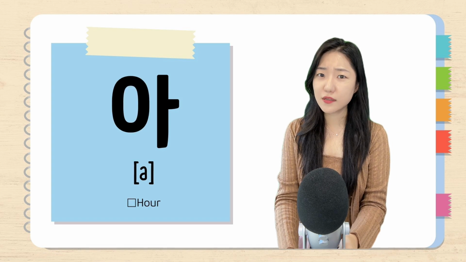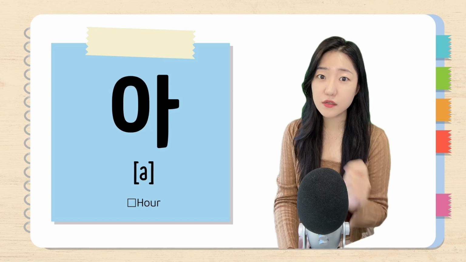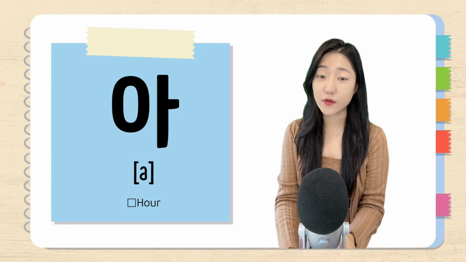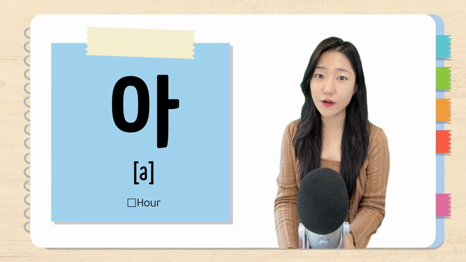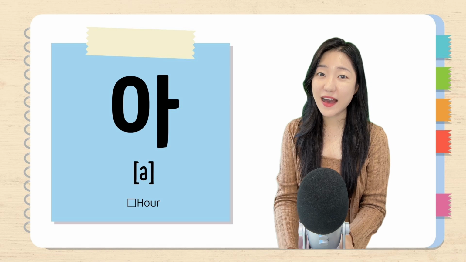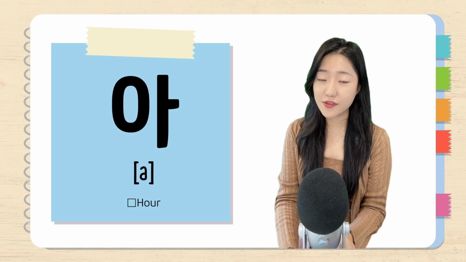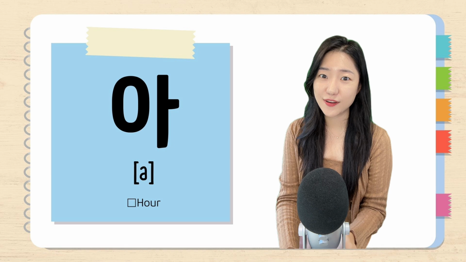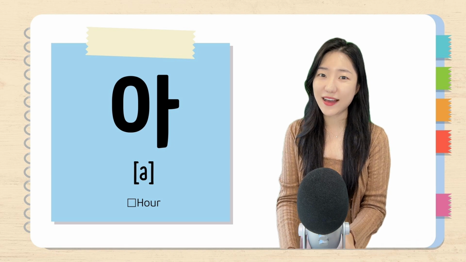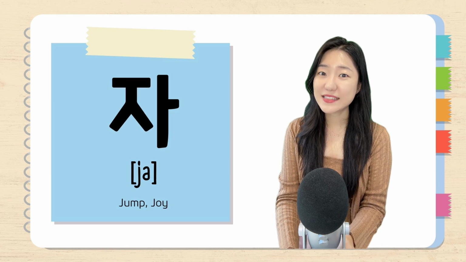And then what? It is just ah. You know, this circle consonant is silent. Okay? You just sound only the vowel. Ah. Like hour. In this case, there is no sound of H, right? It's just hour. Ah.